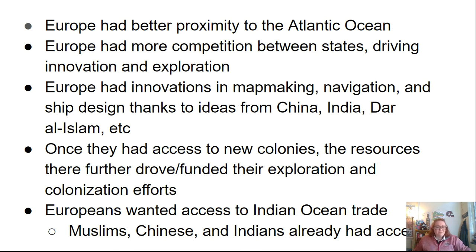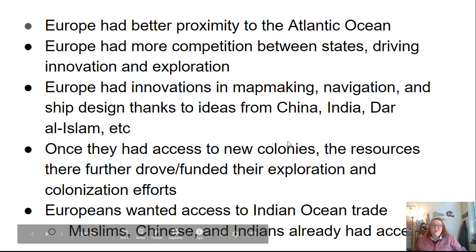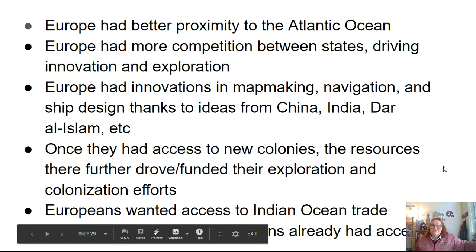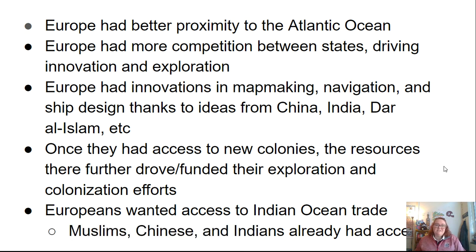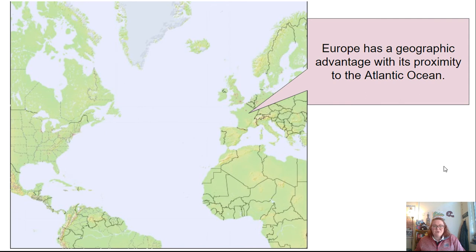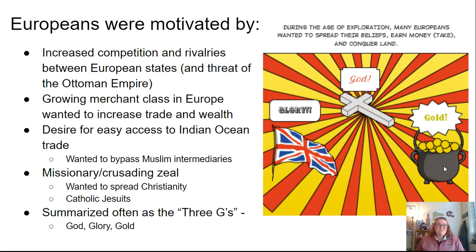And not only this, but the main goal that the Europeans had was to access the Indian Ocean, because the Muslim and Chinese and Indians already had access to it, and now Europe was trying to find a way into it. That's how all of this got started. They weren't seeking out new lands, they were seeking out a new way to get to the spices in the Indian Ocean.